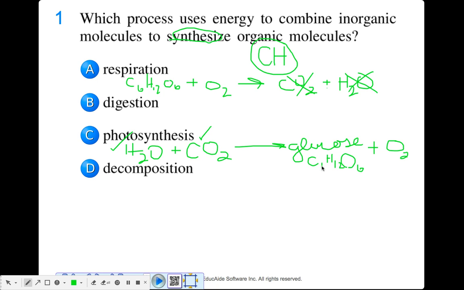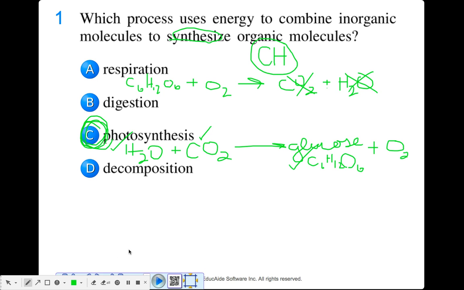Let's see. Are we making carbon, hydrogen? Oh, that looks like an organic molecule, right? So I'm going to go with that one. Decomposition we haven't talked about yet, but this is where bacteria or fungi break down nutrients back into their smaller forms in the environment. So I'm going to go with C. Photosynthesis uses inorganic molecules like water and carbon dioxide to make organic molecules like glucose.